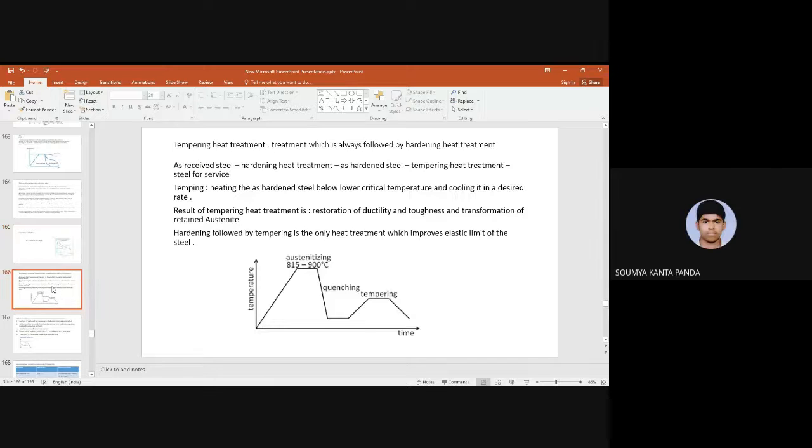Sir, when we are creating a martensite, then we are doing the non-equilibrium cooling. Yes, obviously. And after the tempering, we are again creating the equilibrium cooling products. Yes. Then, sir, what is the need of first creating a non-equilibrium cooling product?